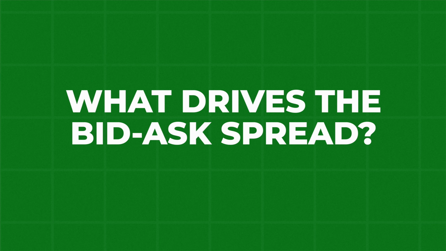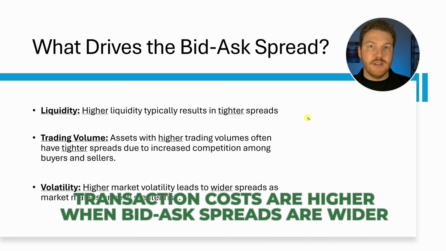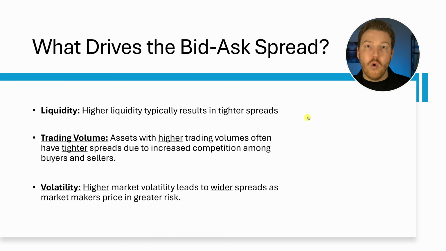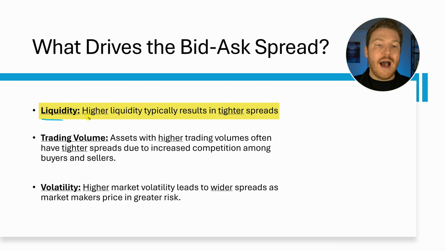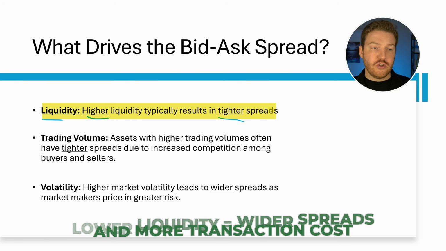So what drives bid-ask spreads? We know that transaction costs are higher when bid-ask spreads are wider. So what might cause that to be the case? Well, one of the key things is liquidity. So higher liquidity typically results in tighter spreads. That would mean that with lower liquidity, we would have wider spreads and more transaction costs.